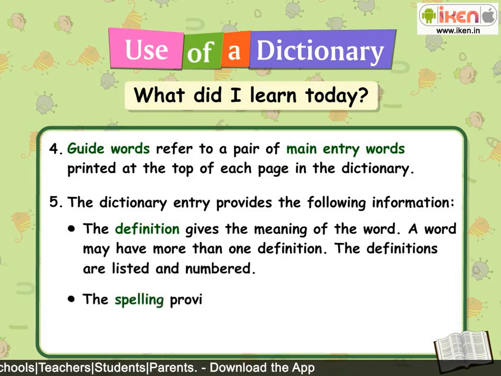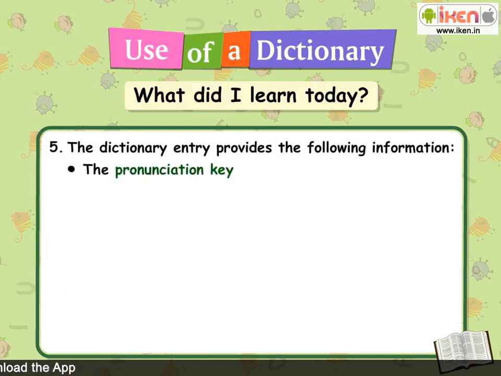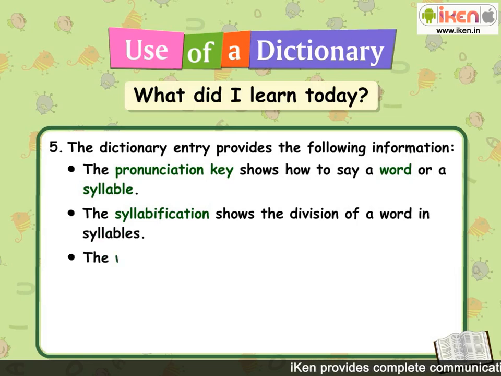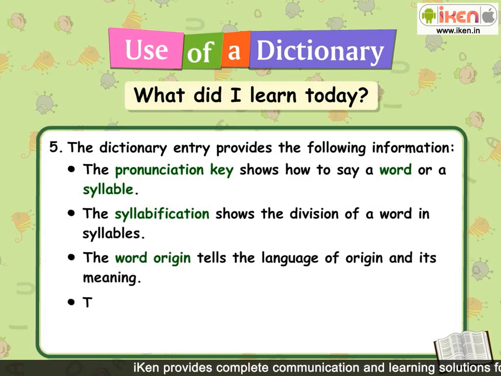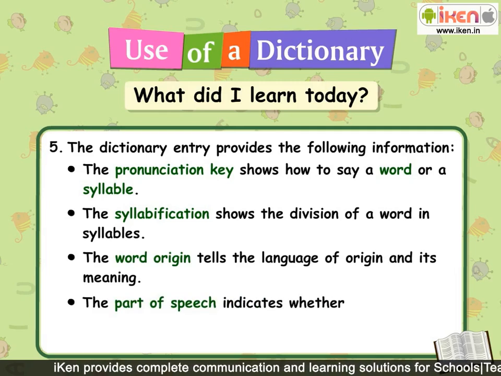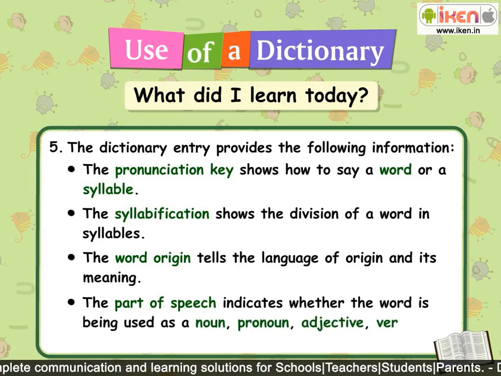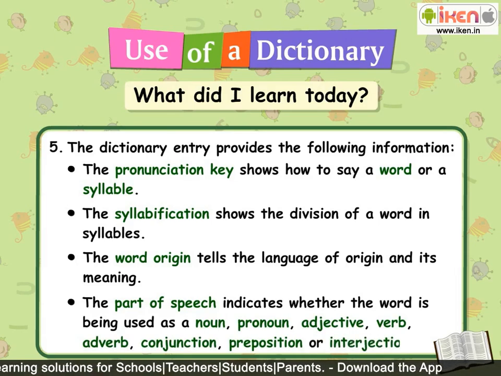The spelling provides the accepted forms of letters in words. The pronunciation key shows how to say a word or a syllable. The syllabification shows the division of a word in syllables. The word origin tells the language of origin and its meaning. The part of speech indicates whether the word is being used as a noun, pronoun, adjective, verb, adverb, conjunction, preposition, or interjection.